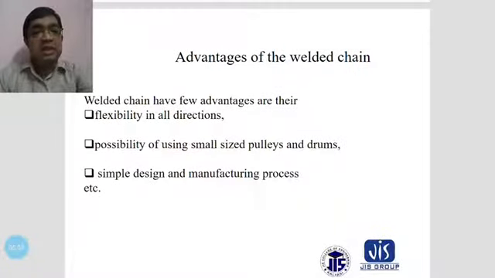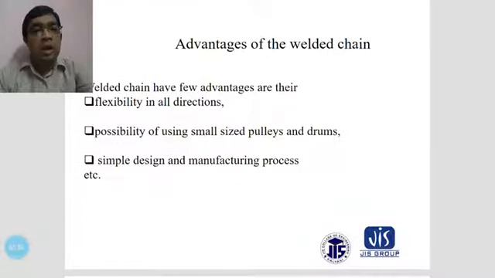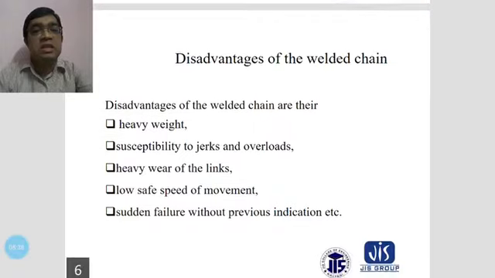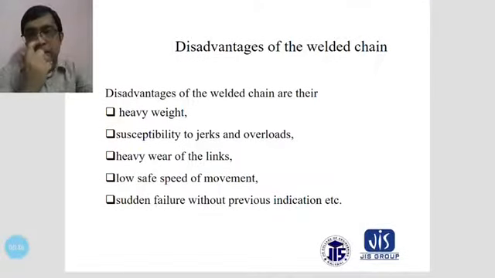Another thing is that a simple design and manufacturing process is essential. Welded chain will require highly qualified technical persons during the procedure, and the design is complicated. These are more complicated positions that must be considered, so it cannot be manufactured by just anyone. And a few disadvantages come with the welded chain types.